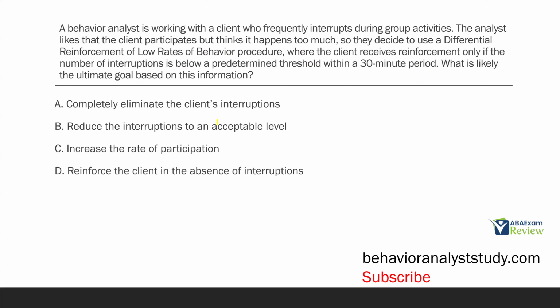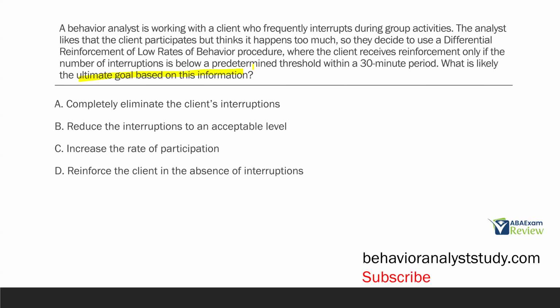A behavior analyst is working with the client who frequently interrupts during group activities. The analyst likes that the client participates, but thinks that it happens too much, so they decide to use a differential reinforcement of low rates of behavior procedure, where the client receives reinforcement only if the number of interruptions is below a predetermined threshold within a 30-minute period. What is likely the ultimate goal based on this information? So we've got a long question with quite a bit of information. We're just going to treat it like any other question and attack, not jump to the answer choices, but understand what we're given. So we want to know, what's our goal here?